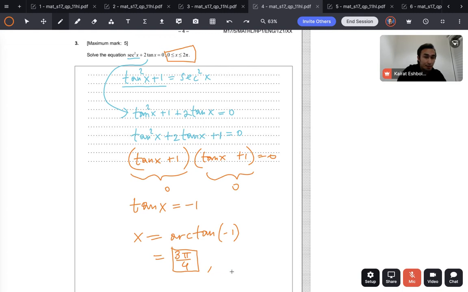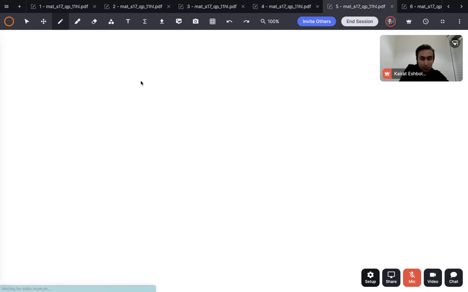The other solution for tangent, please memorize it, guys: you just add pi to the first solution. So that's going to be 3 pi over 4 plus pi. Pi is 4 pi over 4, add it to this, it's going to be 7 pi over 4. So we'll have 2 solutions, 3 pi over 4 and 7 pi over 4, and both are between 0 and 2 pi. Okay, so that was 5 marks. Let's go to the next one.